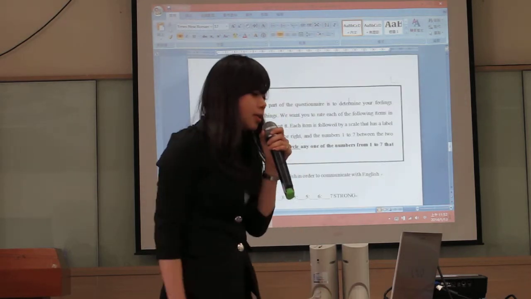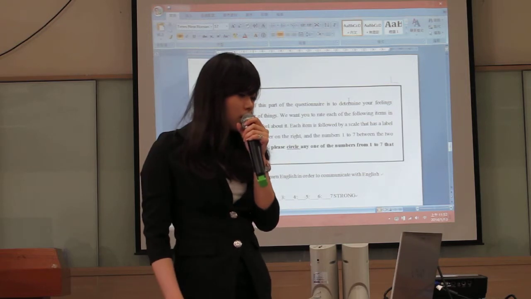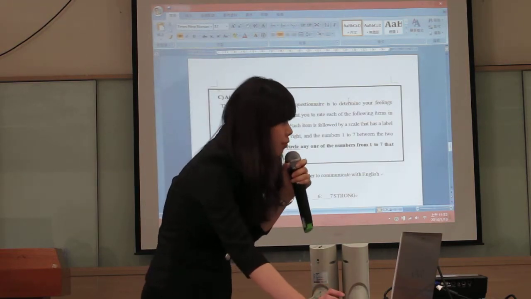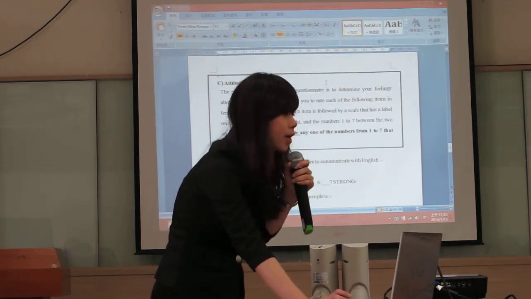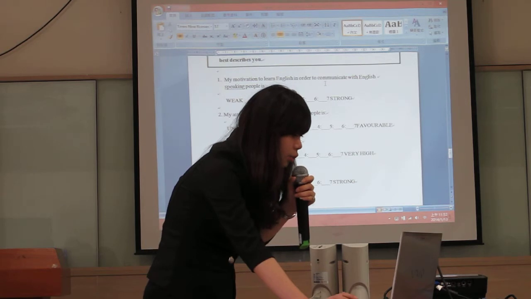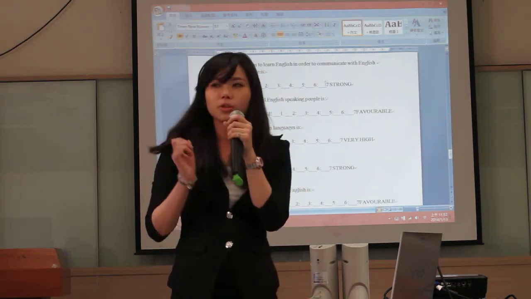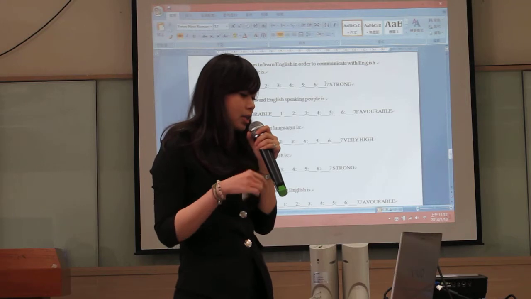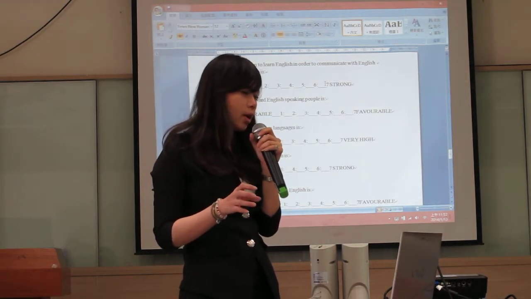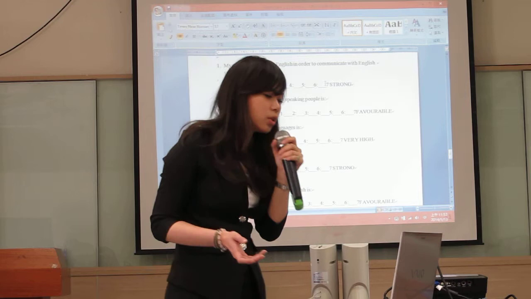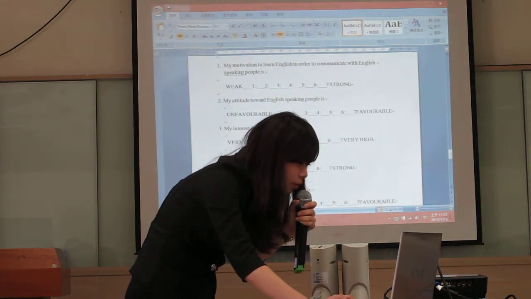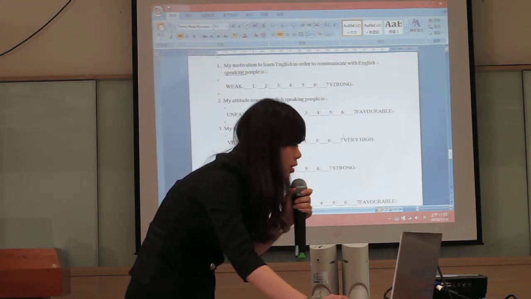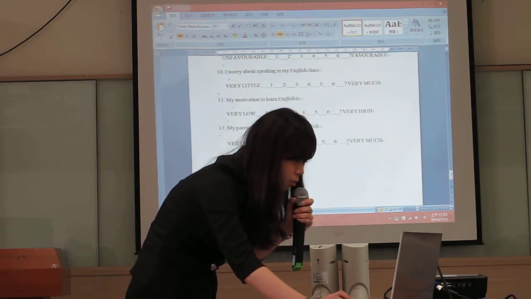And the last part is attitude. It's adapted from the AMTB questionnaire, and this part is to test students' attitude. As you can see, this part is a little special because these questions have different options, such as the first question is weak to strong, the second question is unfavorable to favorable, and another is very low to very high. And this part has 12 questions.